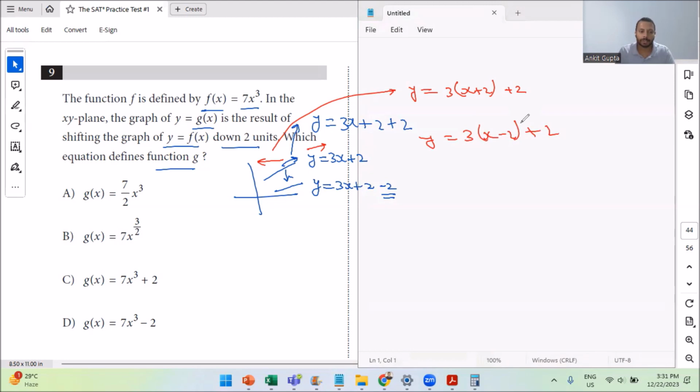So remember these concepts, and every time you're solving this kind of problem, it will become very easy for you to go ahead and solve these problems. In this case, the graph is getting shifted down by 2 units. That means the equation will be g of x is equal to 7x cube down by 2 units. So it will be equal to 7x cube minus 2. So the answer will be option number D.